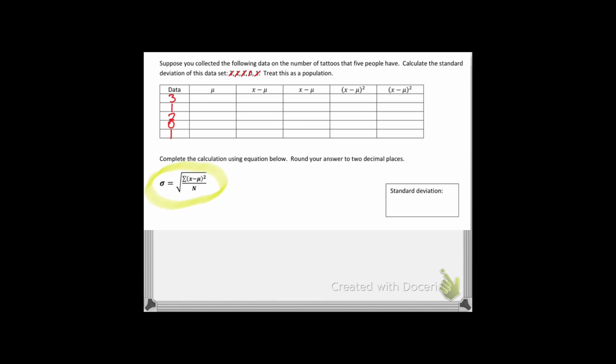So the first thing we need to do is calculate our mu. Remember, this is pronounced mu, this population mean here. The way we do that is simply by adding all of our data points, 3 plus 1 plus 2 plus 0 plus 1. And then we need to divide by the number of data points that we're working with. Hopefully you can see we have 1, 2, 3, 4, 5 data points. So I'm going to divide by 5 there. That gives me 7 over 5, which is 1.4. So in this column here for the mean, I'm just going to write 1.4 because the mean is the same for all 5 data points.